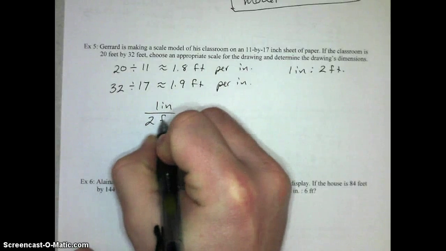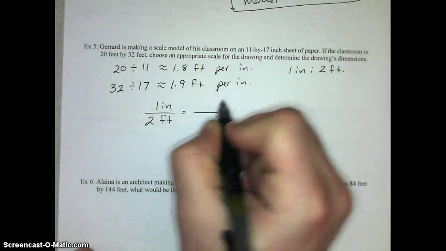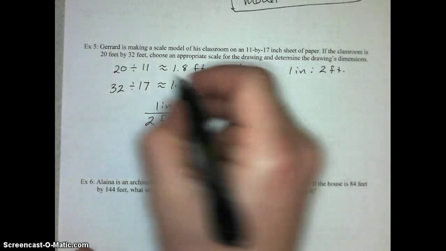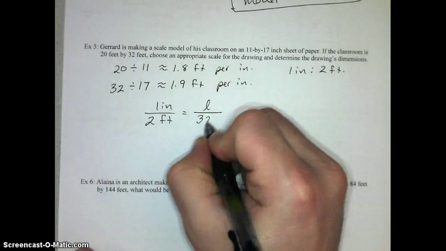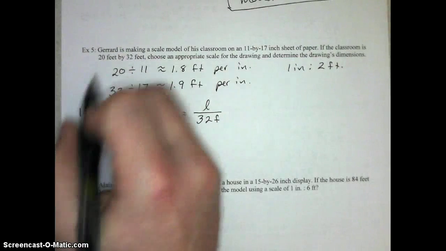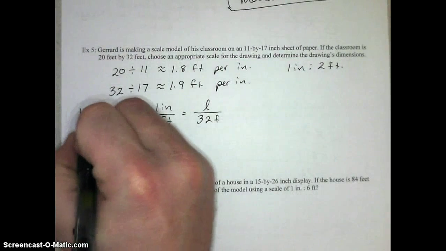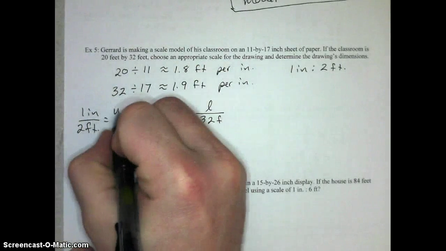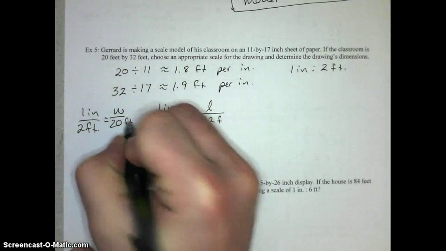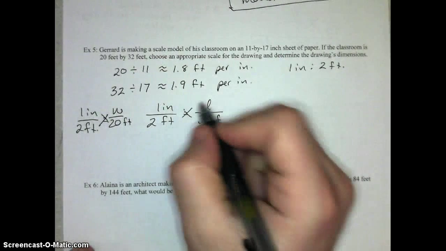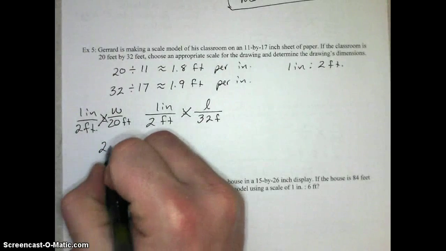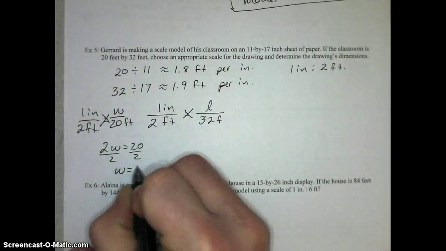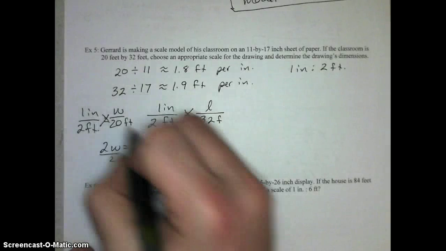1 inch to 2 feet, and develop our dimensions of our scale drawing by putting a length over 32 feet. And let me go back and do the width one. 1 inch over 2 feet equal to a width over 20 feet. Okay, we cross multiply each of these. We get 2 times our width equals 20. So our width is actually 10 inches is our unit of measure we get.